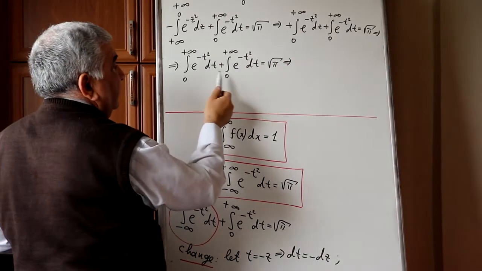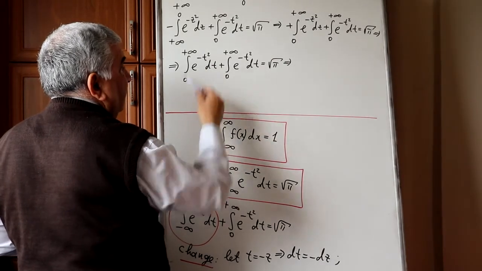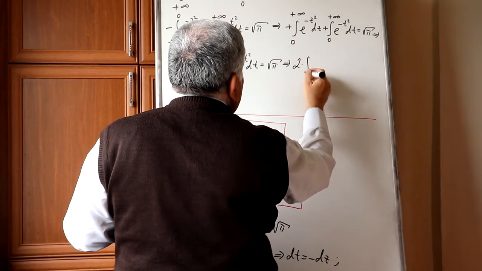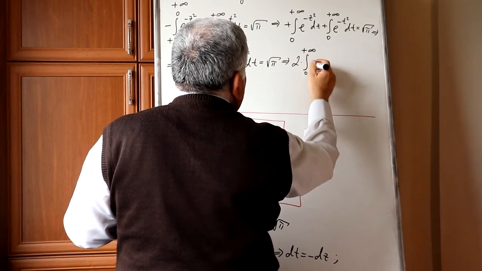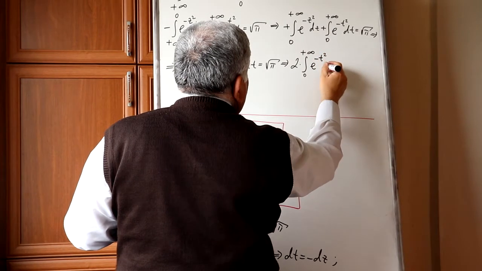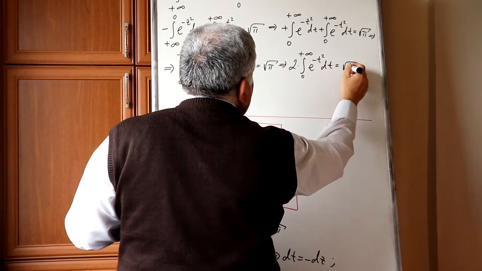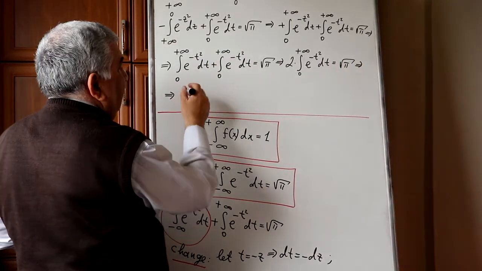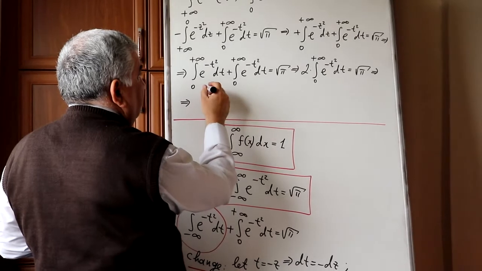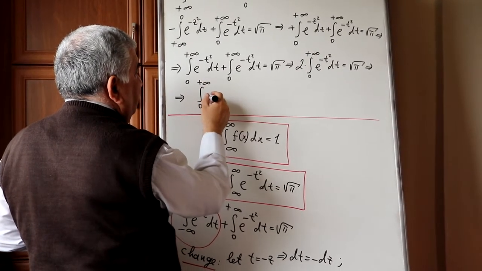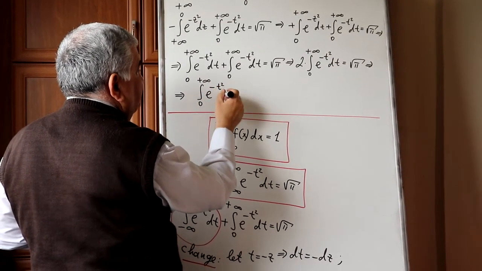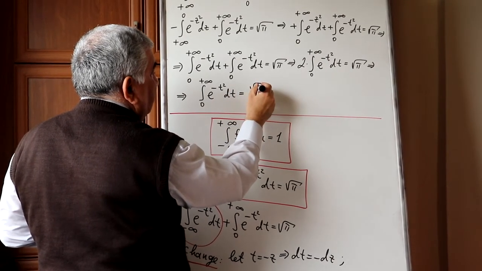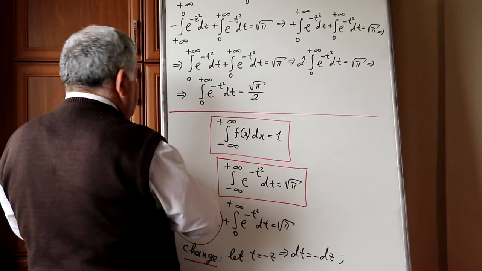We have the same integrals, and it is twice the integral from 0 to plus infinity of e raised to minus t squared dt is square root of pi. And finally we have the new formula: integral from 0 to plus infinity of e to minus t squared dt is square root of pi in half. This is the first formula.